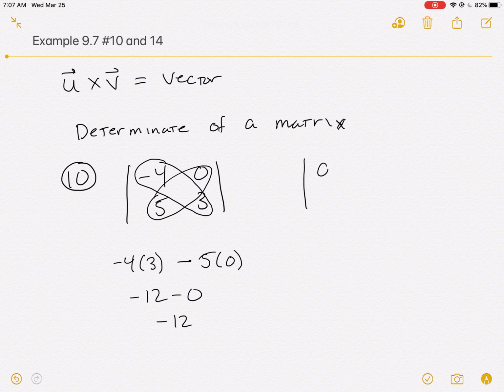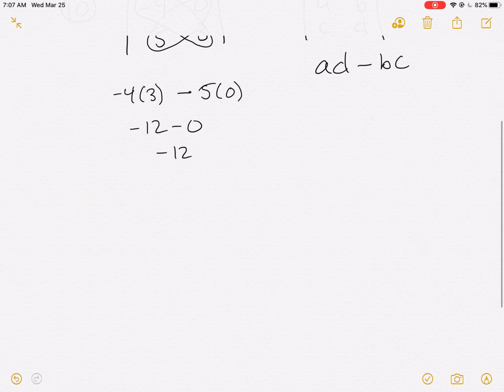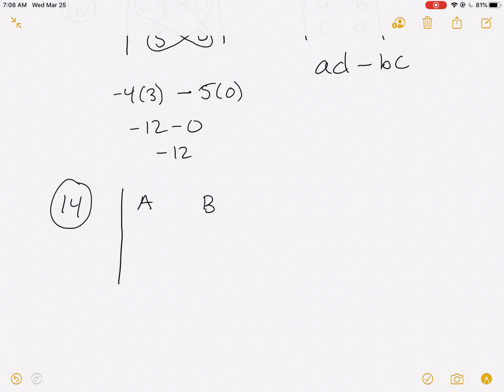Again, if it was A, B, C, D, it would be A times D minus B times C. If we look at a 3-dimensional one, like number 14, they are giving us the letters A, B, C. That's pretty wise that they're giving us letters across the top, because that's what we use in this cross product. And they give us numbers in this third row.